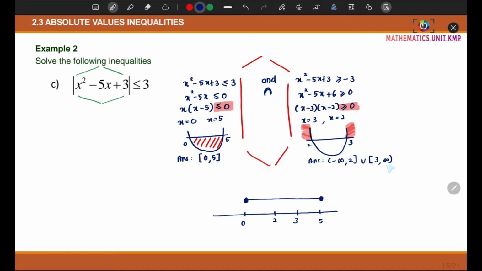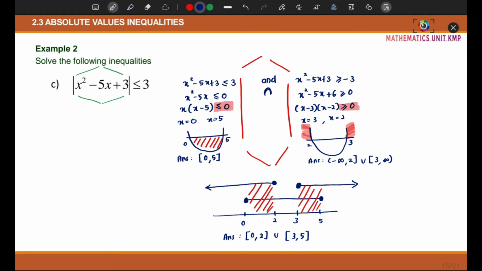Okay, next for this answer, we have negative infinity to 2, so it will be to the left. Next is 3 to infinity. Now we will choose the interval that is the intersection between two lines. So here we have this part and this part. So the answer should be from 0, closed interval, to 2, union 3 to 5.